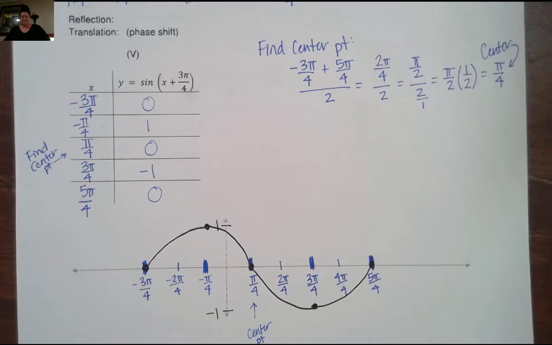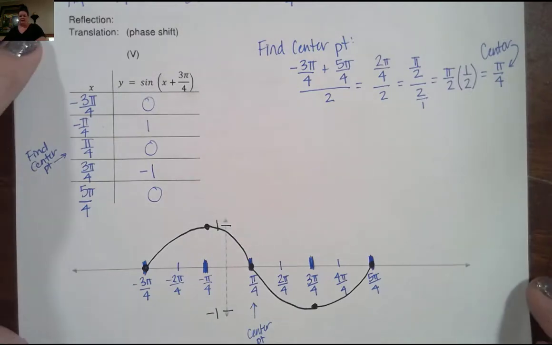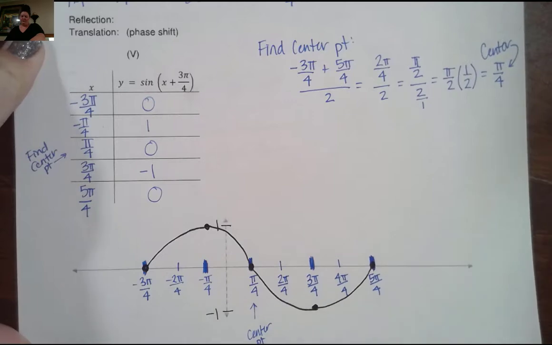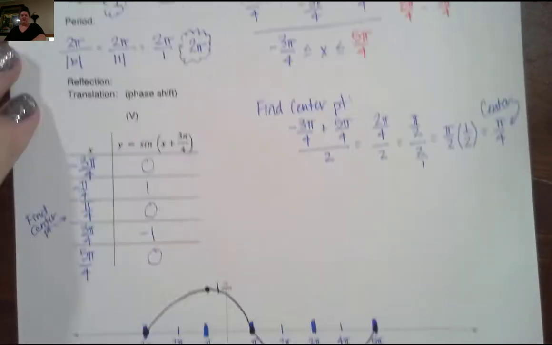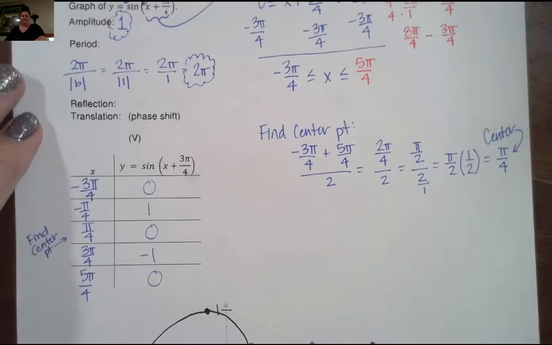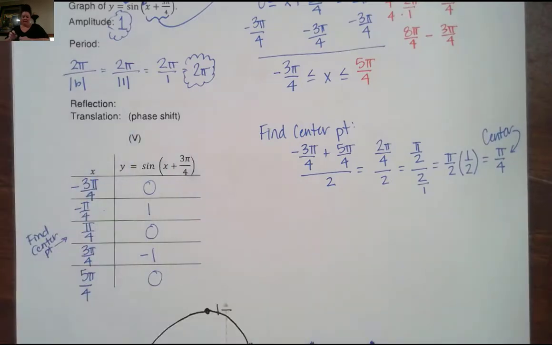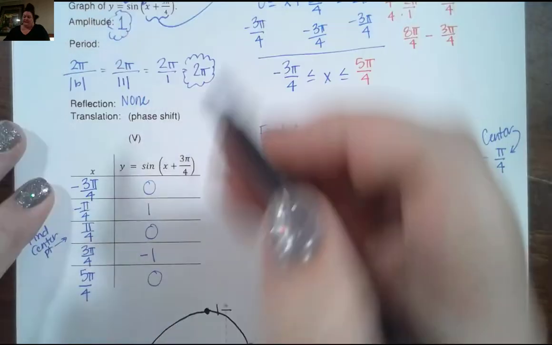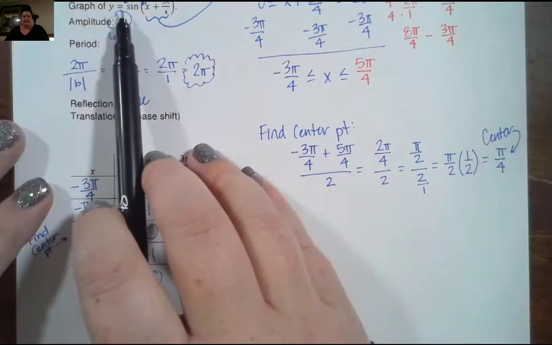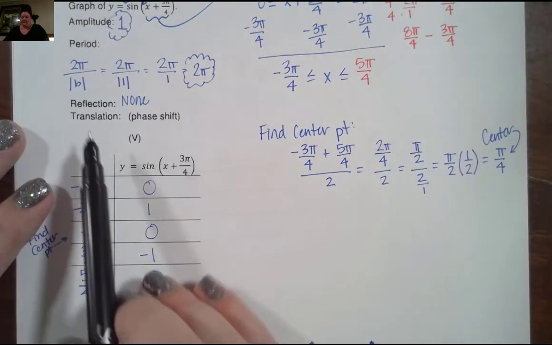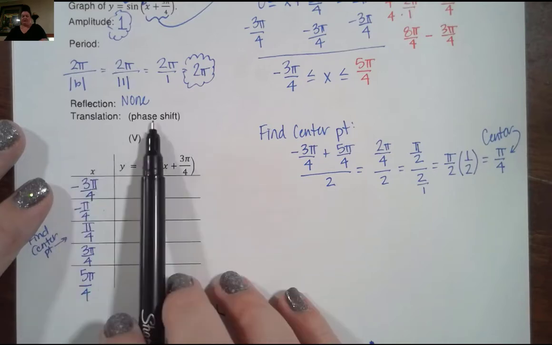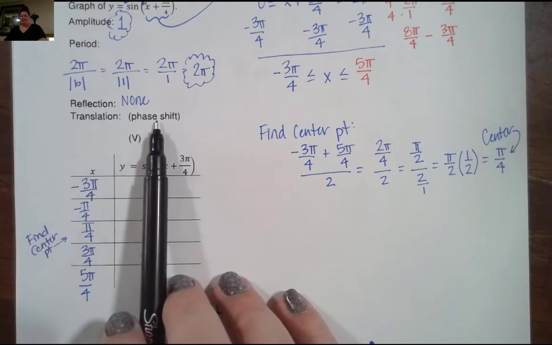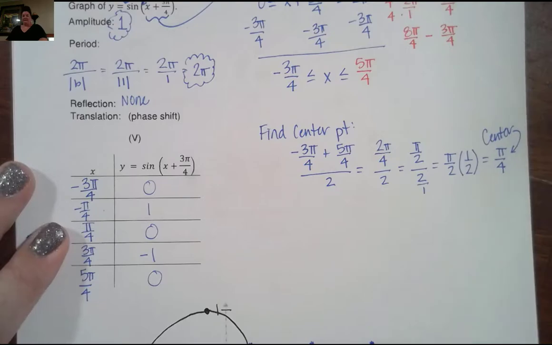Okay? All right, let's fill in anything else that we forgot to fill in. I'm just going to go back up to the top of the page. So we filled in our amplitude. We filled in our period. It asked if we had a reflection. We had no reflection because we didn't have a negative in front of our A. And then translation. Did we have a phase shift? So phase shift is left and right.